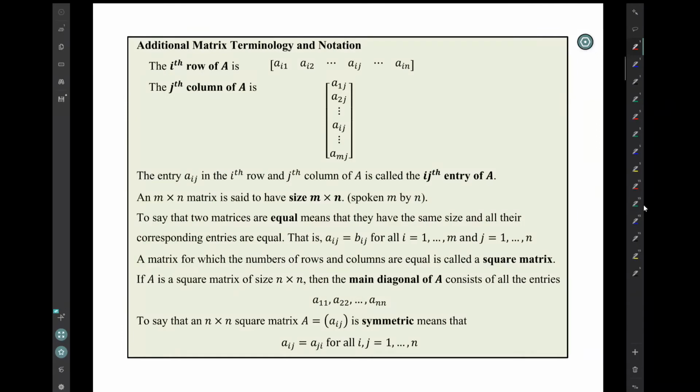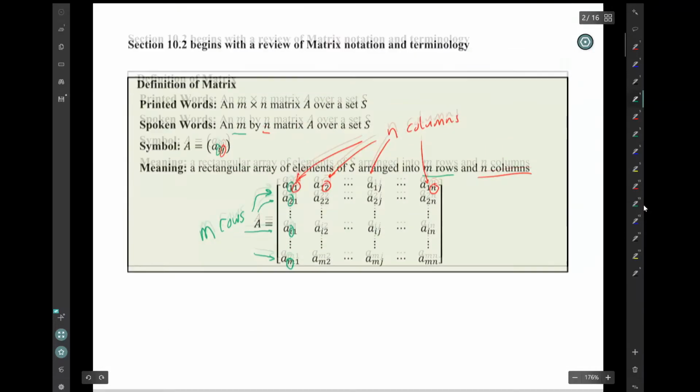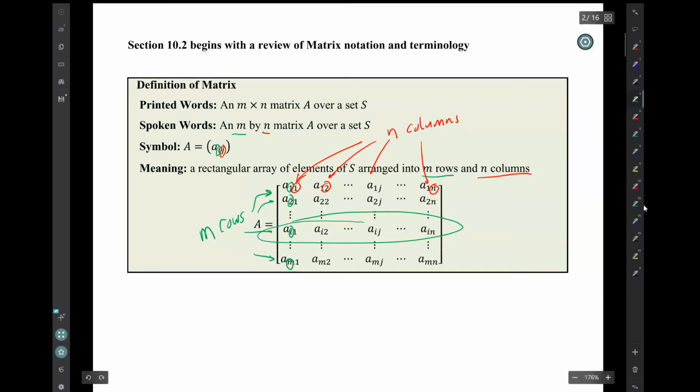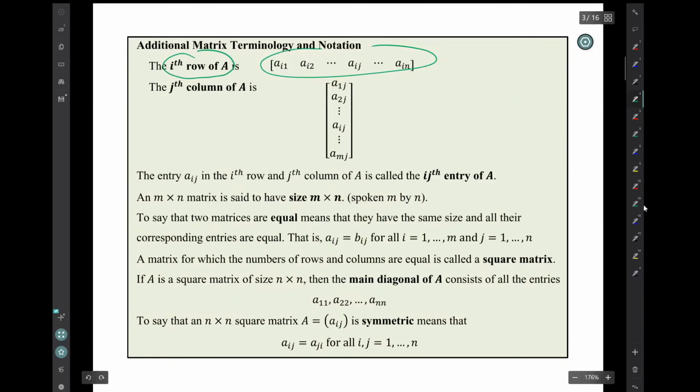There's additional matrix terminology and notation. When we say the ith row of A, it means this: the elements of that row in the matrix described as a matrix of their own. So notice that that is a 1 by n matrix. It's got just one row, it's the ith row, but it has a column for every column of the original matrix A. Matrix A has n columns, so this row matrix has n columns.